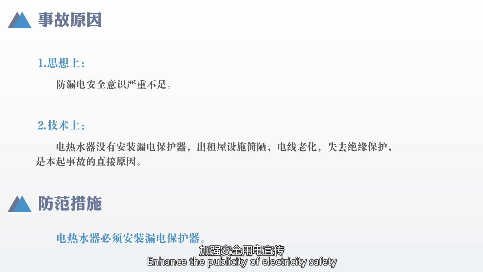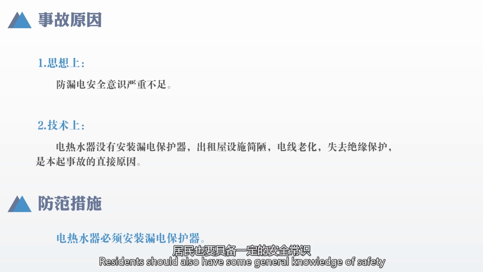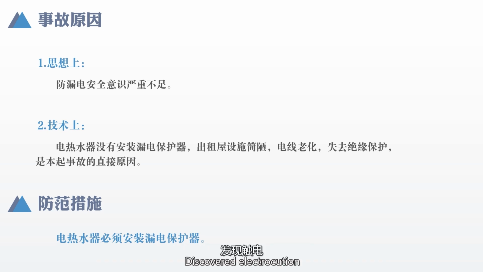Preventive measures: enhance the publicity of electricity safety. Residents should also have some general knowledge of safety. On discovering an electrocution, first cut off the power, and only then rescue. And electric water heaters must be installed with a leakage protector.